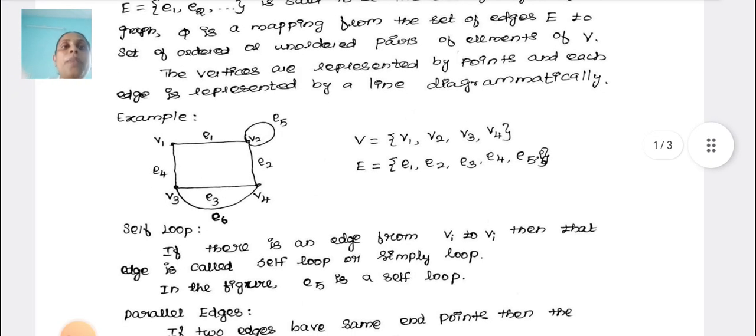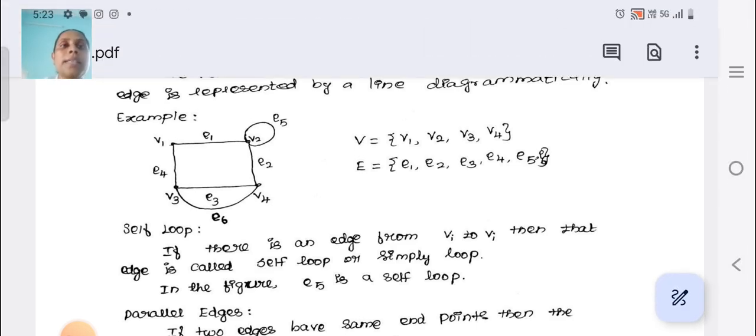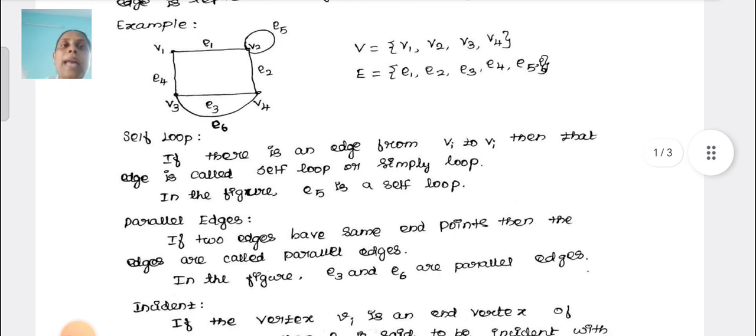So here is the self loop in this graph. V2 has the self loop. If there is an edge from Vi to Vi, then it is called a self loop. In this figure, E5 is a self loop, so the vertex V2 has the self loop. Next, parallel edges. If edges have the same end points, then they are called parallel edges. Here E3 and E6 are parallel edges.